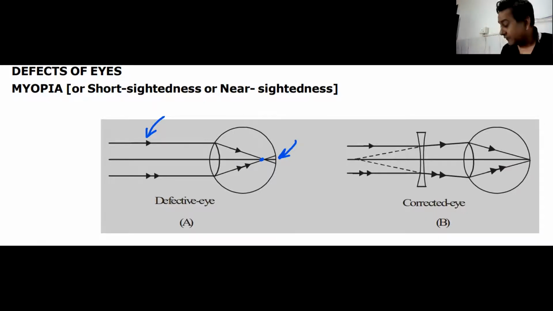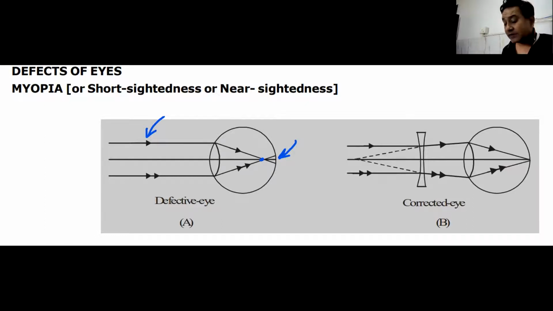Definitely this is not the problem with me because, as far as the vision goes, I can see everything very clearly. This is definitely not the problem with me, I am assured now. But some people may have this problem where they don't see the distant object clearly, but they can see the nearby objects very clearly. This type of defect is known as myopia or short-sightedness.